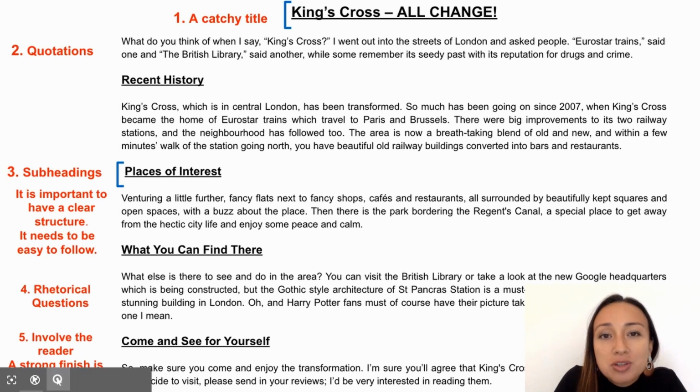Rhetorical questions are also very good for engaging your reader and maintaining a lively and chatty tone. Remember not to use too many. And it's also finally very important that you involve the reader as much as possible. And a strong finish is a nice way to finish your article as well. If you have a look at the picture at the bottom as well, you can see a photographer. So don't underestimate the use of images as well in your article to maintain the reader's attention.